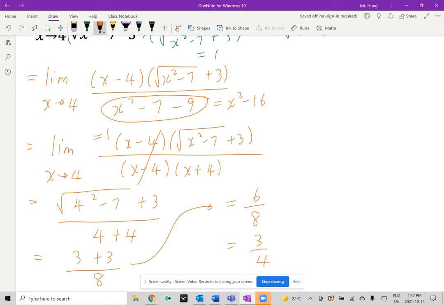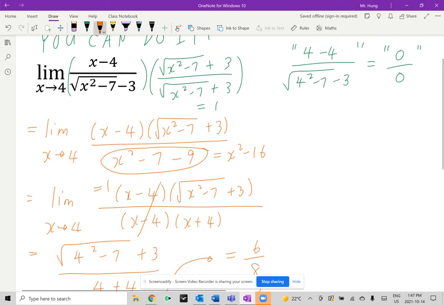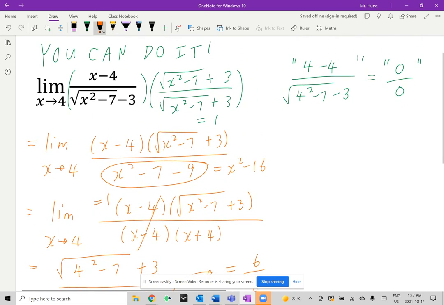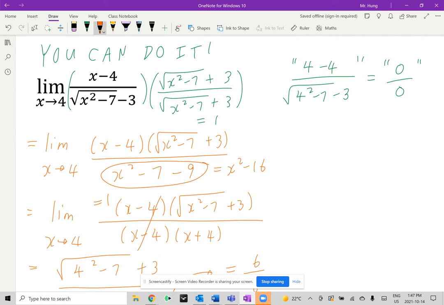So again, you can always double check if you want to draw a graph and activate that dual mindset, but this is basically how you solve the limit.